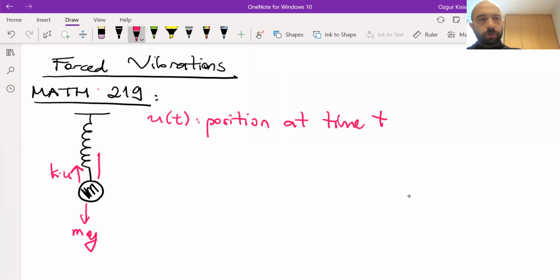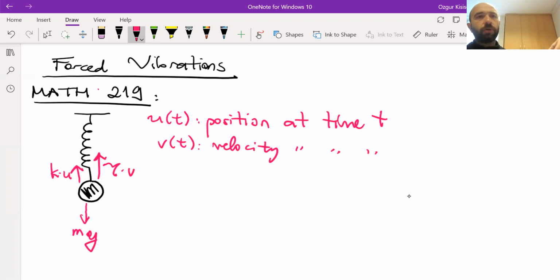Then we also have some damping force, gamma times v. So v is velocity at time t.